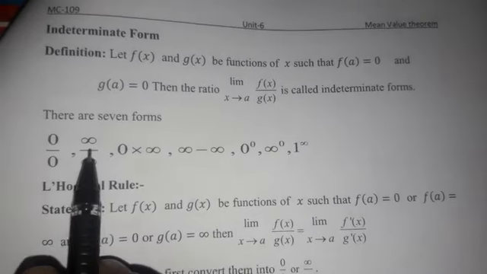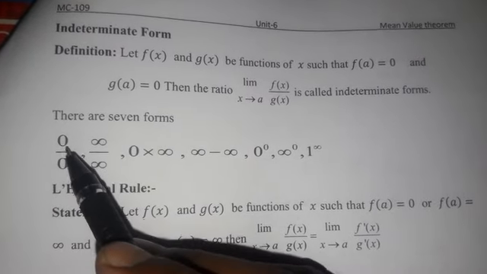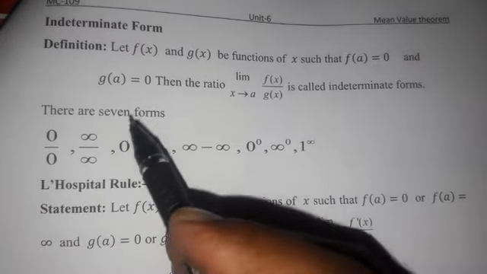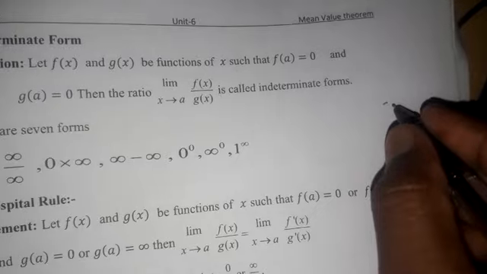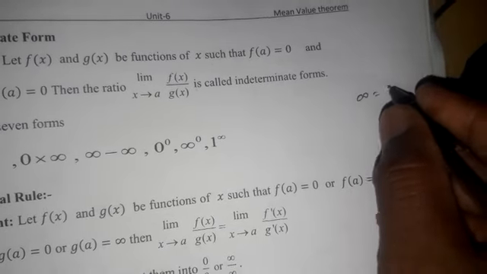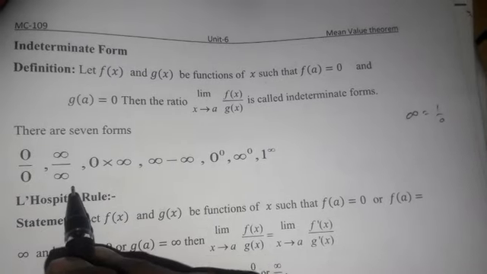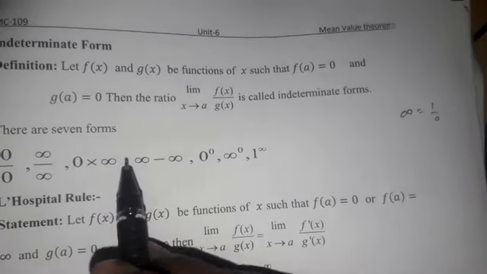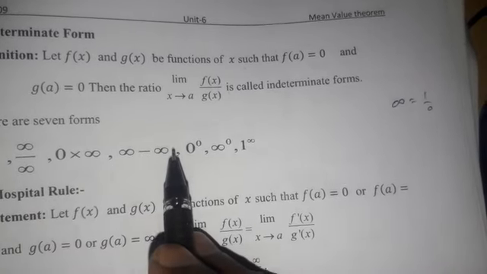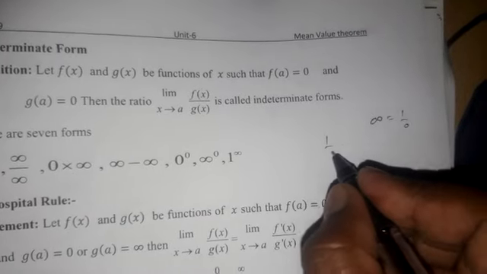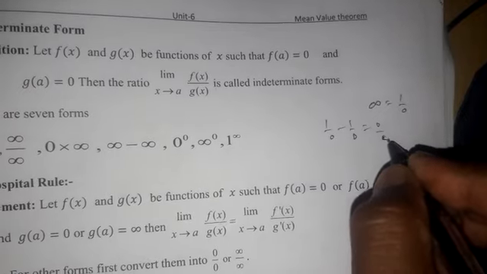Now you can observe here, infinity upon infinity I can also write in terms of 0 by 0, because the value of infinity is 1 by 0. So infinity upon infinity means again 1 upon 0 over 1 upon 0, so I can write 0 upon 0. Same way here, infinity is 1 upon 0, so it becomes 0 upon 0. Infinity minus infinity is again 1 upon 0 minus 1 upon 0, so I get 0 upon 0.